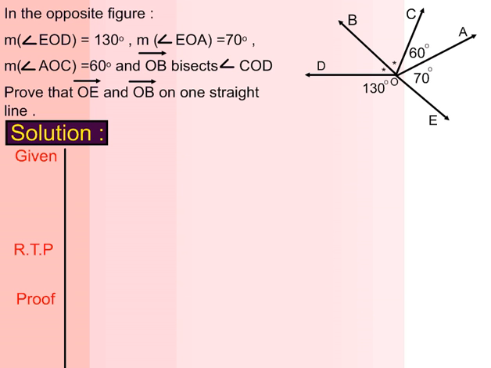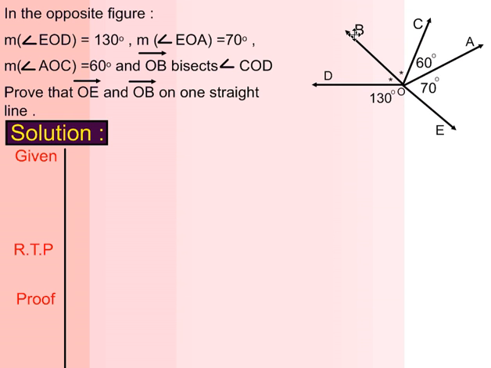If we need to prove that any two rays are on one straight line, we have to prove that the sum of the measures of the angles that lie on one side of this straight line equals 180. It means we have to prove that the sum of the measures of these three angles equals 180, or the sum of the measures of these two angles equals 180.